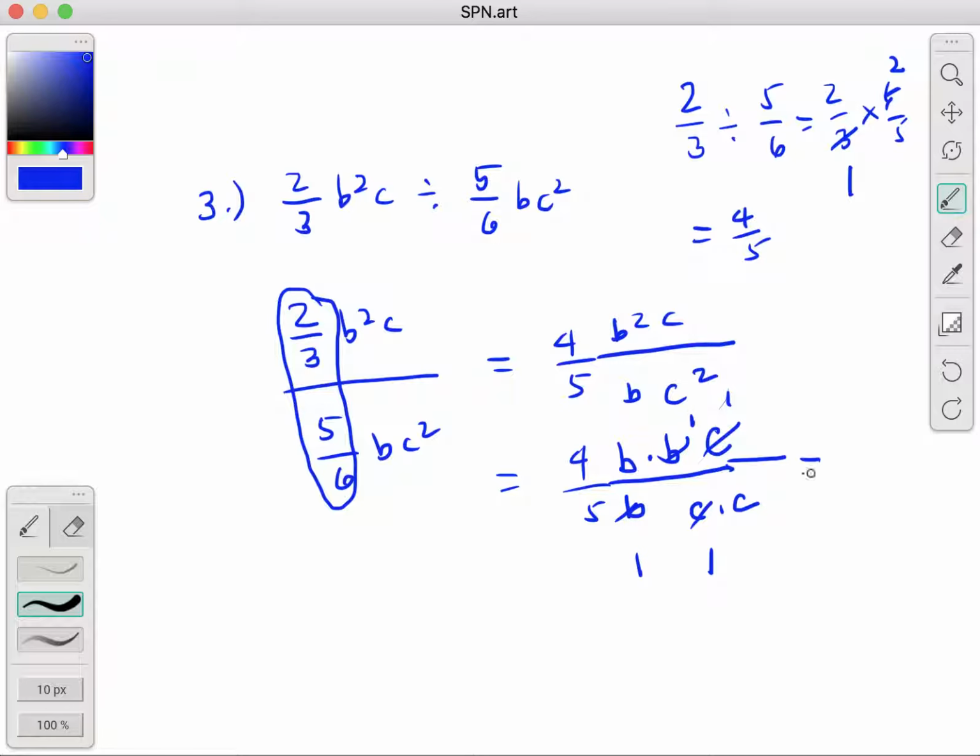So, ang natira, 4 times b times 1 times 1, which is 4b. Tapos, 5 times 1 times 1 times c, which is 5c. So, this is the final answer. So, this is equal to 4b over 5c. Okay, so, yan yung ating mga examples on division of monomials by monomials.